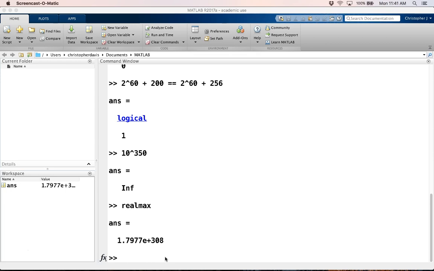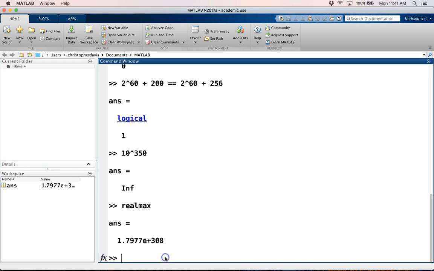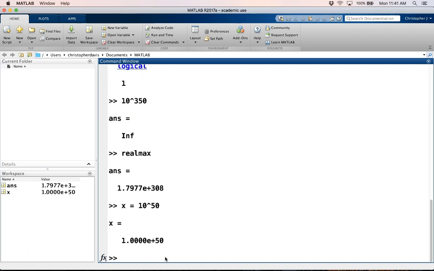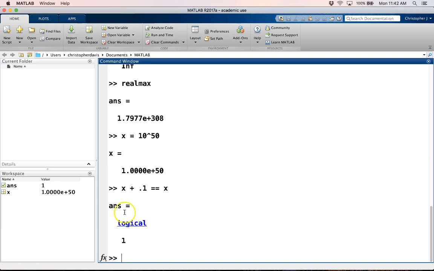For example, a true-false question I might ask you in MATLAB would be, true or false: if x is a number defined in MATLAB and we type x plus 0.1 equals x, the answer will always be false. So for example, I could have something like x equals 10 to the 50th. And then I could ask x plus 0.1 equals x. The answer of this is always going to be false? They're not equal. But here's an example where the answer is true. They are equal. So that's about the limit that I want you to know of numerical precision in MATLAB.